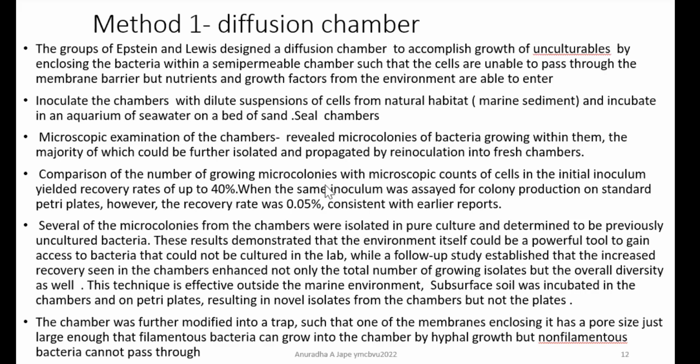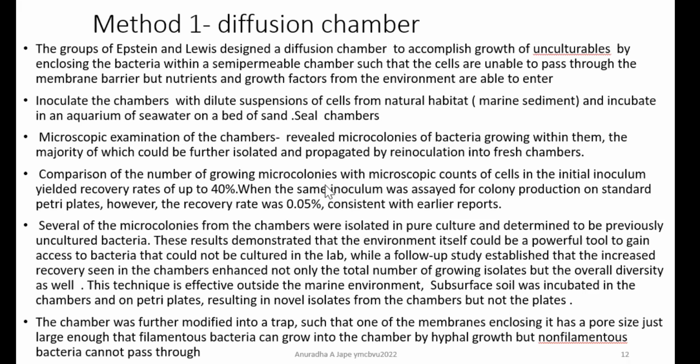So the diffusion chamber is one of the techniques used to attempt cultivation or culturing of unculturable bacteria, right? The diffusion chamber was designed by Lewis and Epstein, and till date there are various advancements in the design of these diffusion chambers, right?